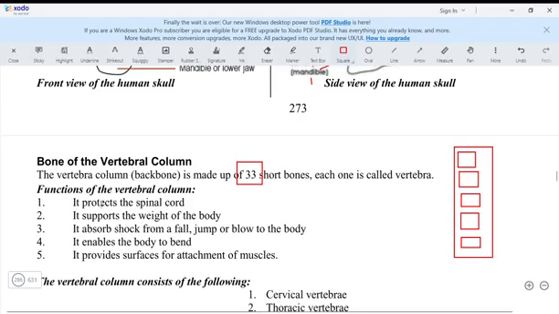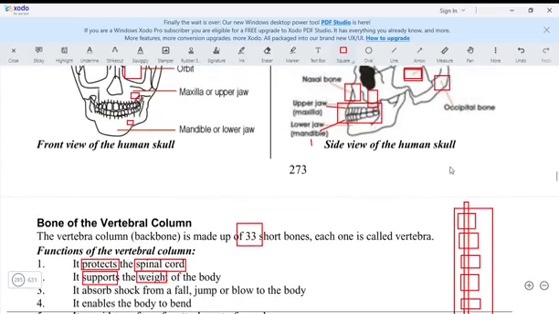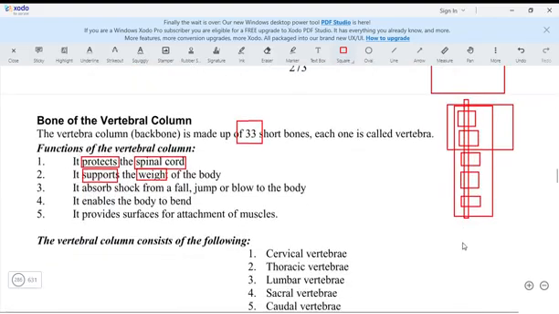Number one, it protects the spinal cord, meaning that the spinal cord is entering into all those vertebral column. Number two, it supports the weight of the body. When you have the skull on top here, you have different parts of the ribs and many other things, all of them are attached to this center bone. This center bone is like a pillar, that's why it's at the center. So it supports the weight of the body.